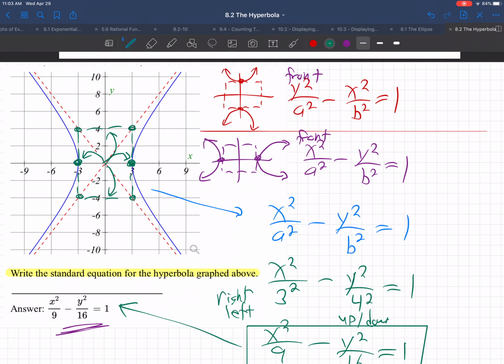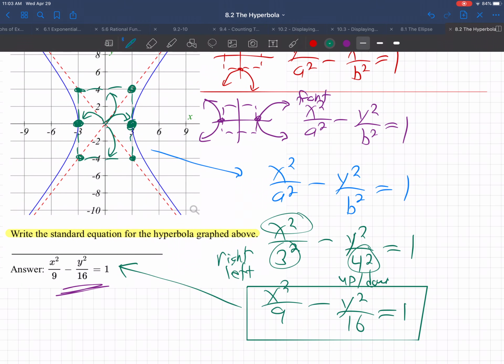So it's all about making the box. You decide the branches go right, left, so x squared's in the front, and then you know the branches hit the middle of the box, so make the box, and the asymptotes go through the corners of the box. So you make the box, then you know how far right and left, that goes underneath x, up and down, that goes underneath y, square them, and you got it.